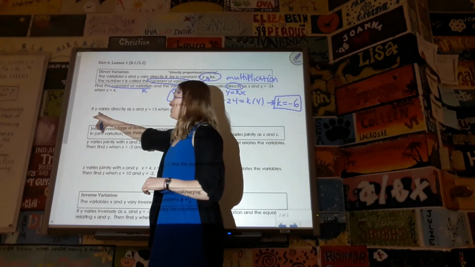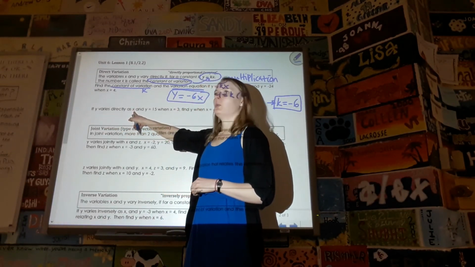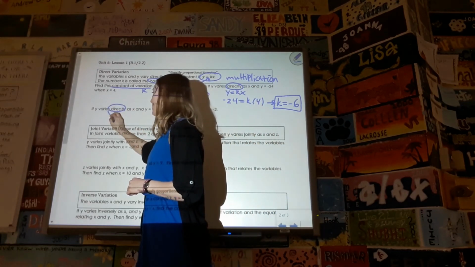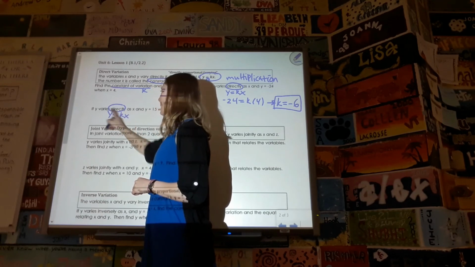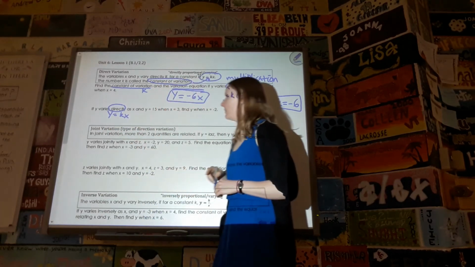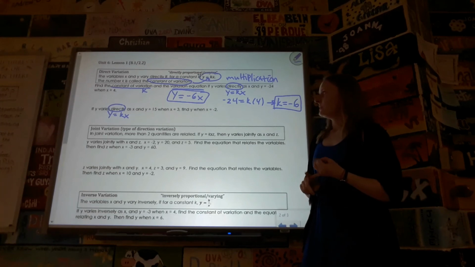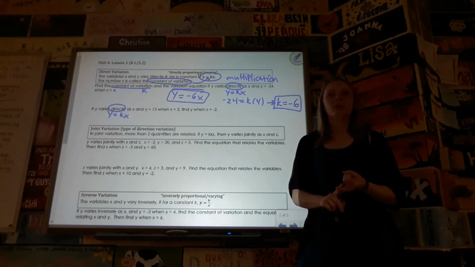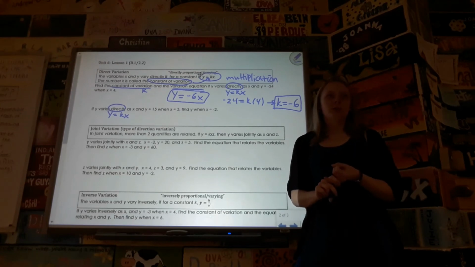If y varies directly as x, what's the most important word to notice there? I'm going to circle that, and I'm going to write the equation. Y is on the left, x is on the right, so I have those. Then it tells me y is 15 and x is 3. Why did they tell me the y and the x? To help solve for k.